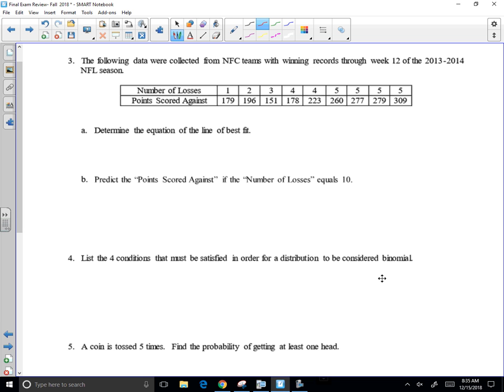My Calc 2 students on Monday are going to have a different experience. Like, whoa, what was the point of that review? It's nothing like the final. Well, that's because it's a different course. It's not a procedural course.